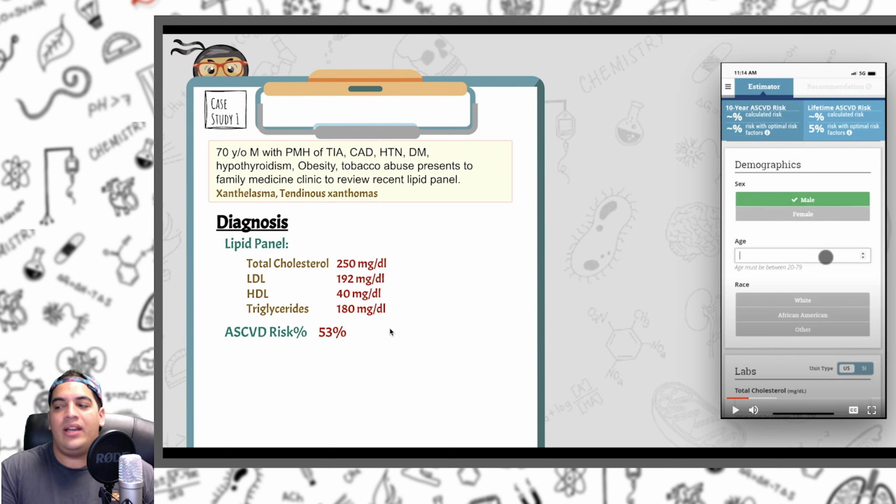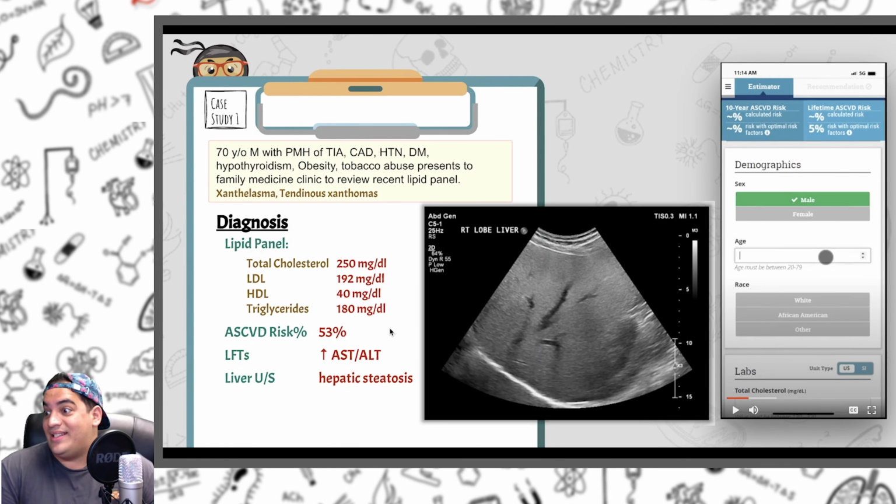What else? Does he have any evidence of hepatic steatosis? We get the LFTs, which did show that they're elevated, and then we get a liver ultrasound. He's also got hepatic steatosis. So this guy has got skin findings, hepatic steatosis, clinical atherosclerotic cardiovascular disease. My gosh, and a risk that is super high.